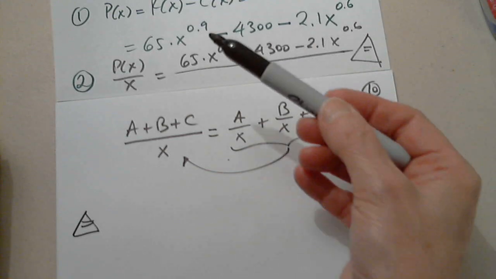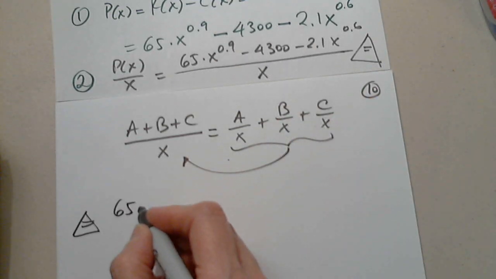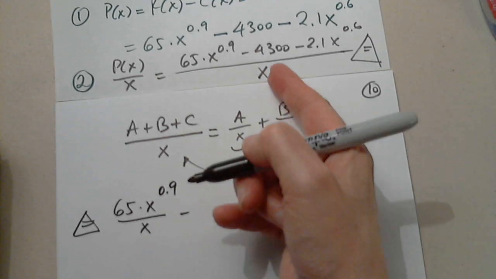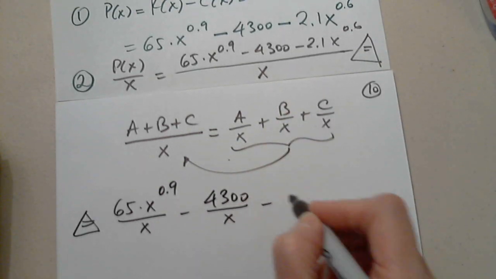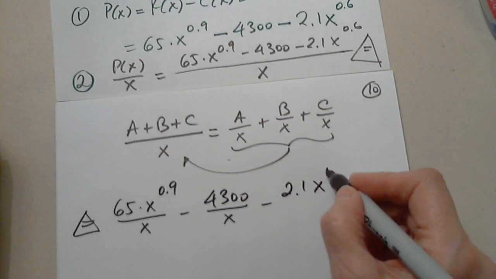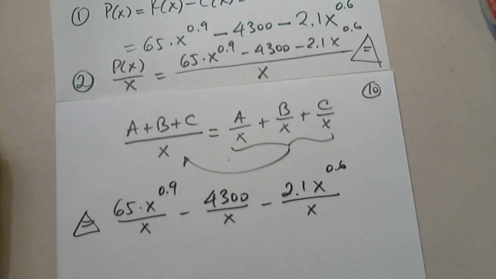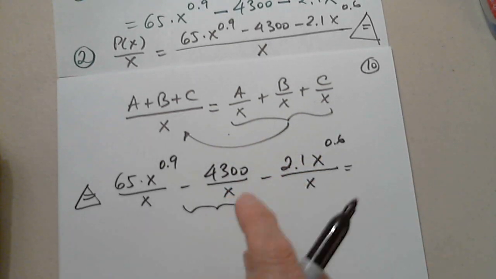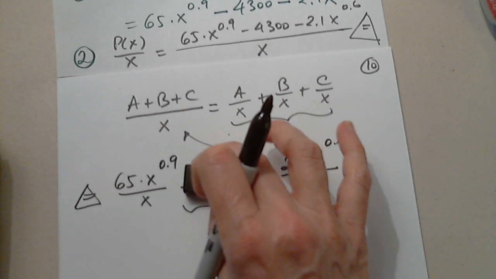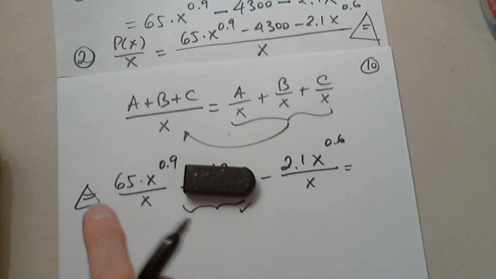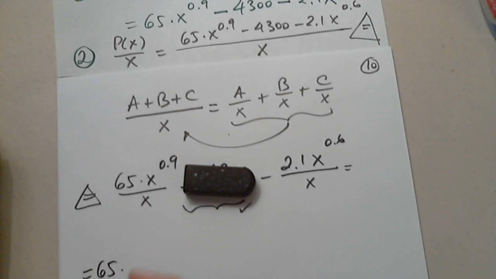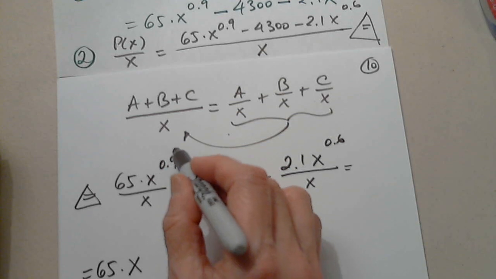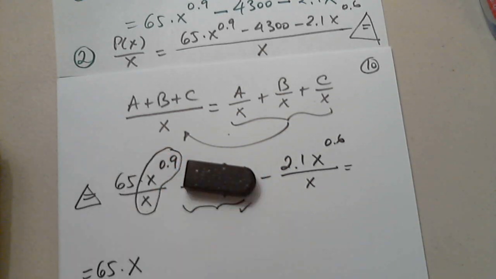That's exactly the situation. This over this, I have 65 times x to 0.9 over x minus 4,300 over x minus 2.1 x to 0.6 divided by x. I will try to simplify, but not this one, because I know how to differentiate this. This is easy. But this is not. So we copy 65 x to 0.9 over x. I copy the base. That's why we review the exponential notations. Can anyone tell us what to write instead of x to 0.9 over x?